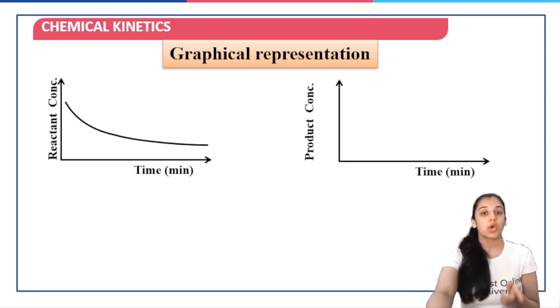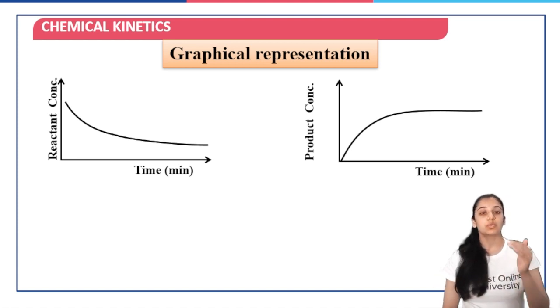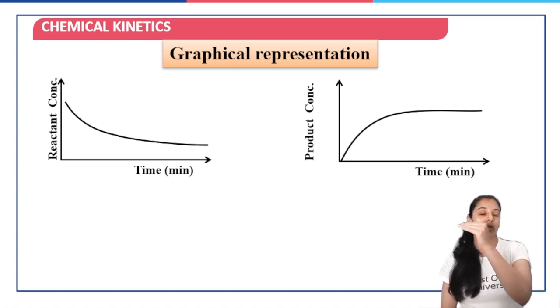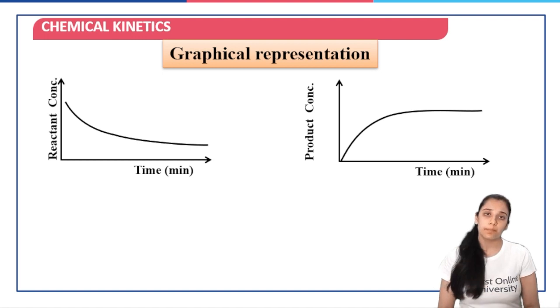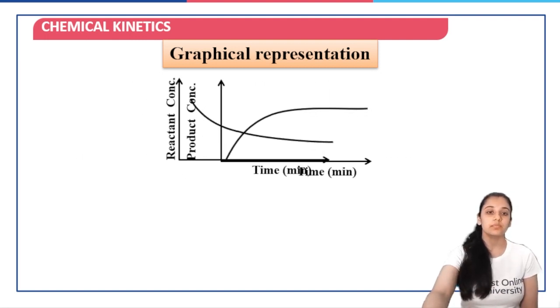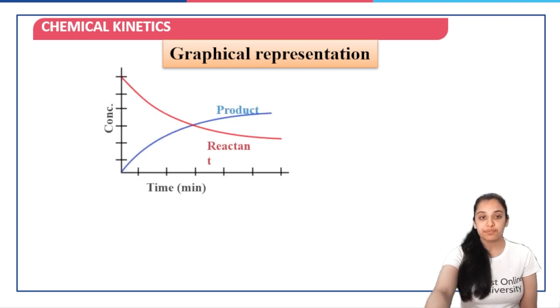But if we have the product concentration versus time, with the increase in time, the product concentration is going to increase. But that is going to be up to a certain extent, and then it will remain constant with the increase in time, because there is no more reactant left to form more products. So this is how we can combine the two graphs to give me concentration versus time graph.